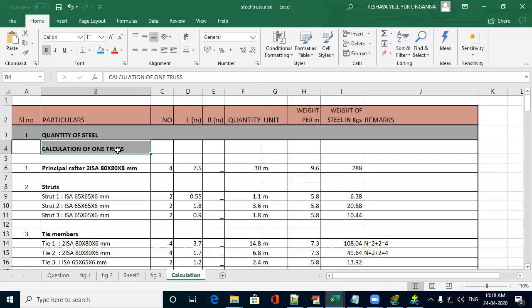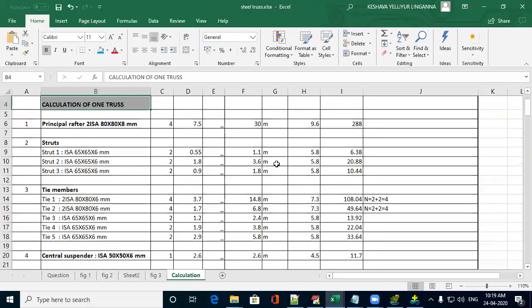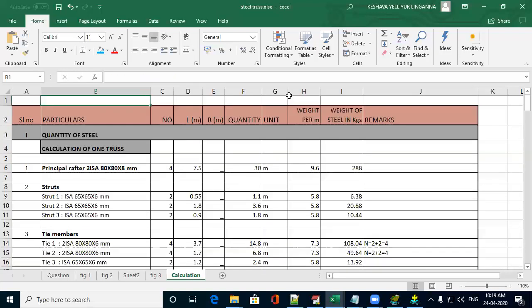And here you have this table. You can observe the table of the detailed estimation is different here. Serial number, particulars, number, length, breadth, depth, quantity. Quantity is the multiplication of number, length, breadth, and depth. This is an optional column. If you want, you can write it, otherwise this column can be skipped. Then weight per meter, total weight of steel in kgs, and the remarks column.